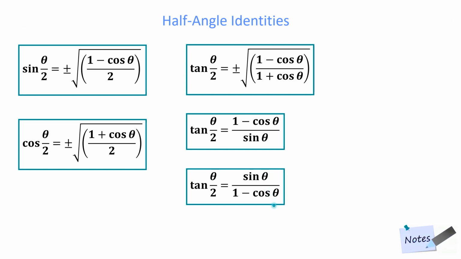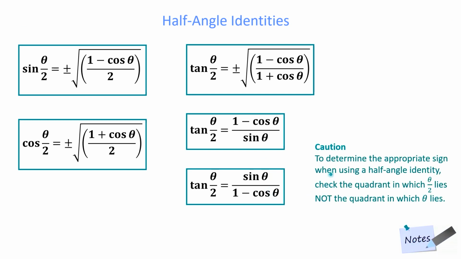Now, there is some caution, as I mentioned. If you want to determine the appropriate sign when using a half angle identity, so whether to use the positive or the negative, because we can't use both, we have to check the quadrant in which theta over 2 lies, not the quadrant in which theta lies. So if you know what theta is, we want to know in what quadrant theta over 2 lies.